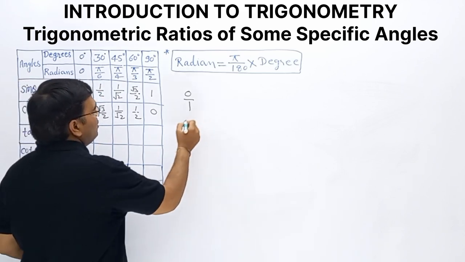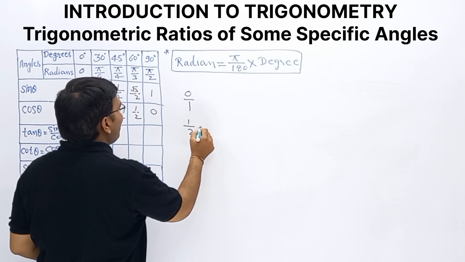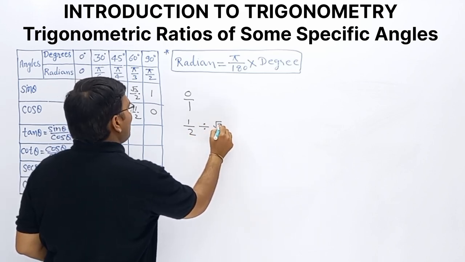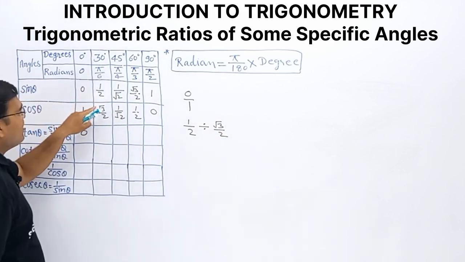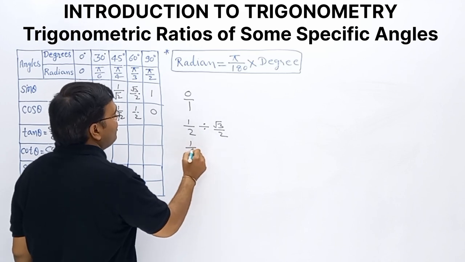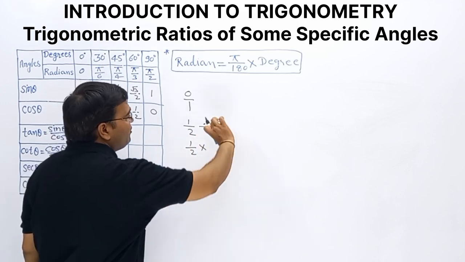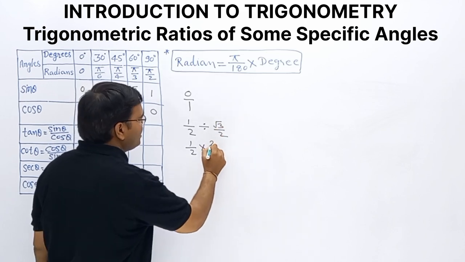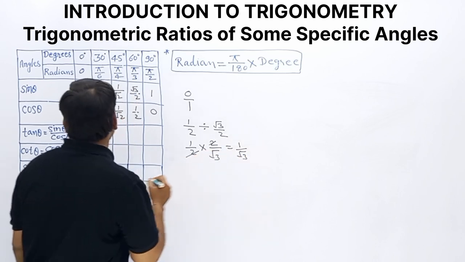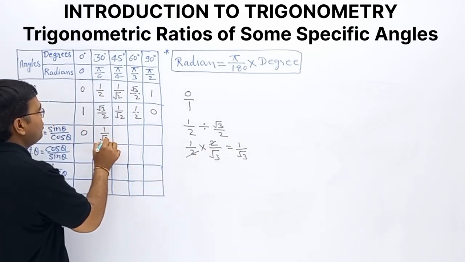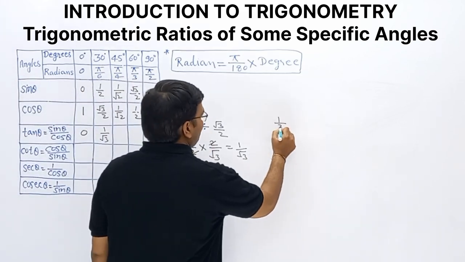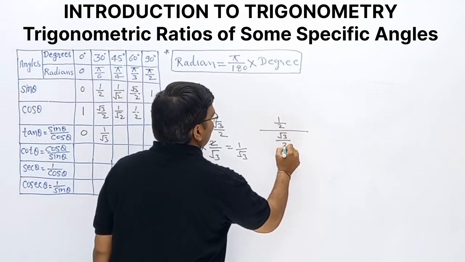Divide this one. 1 upon 2 divided of what? Square root of 3 by 2. We are doing 1 by 2 divided by this one. So when we divide, we multiply by the reciprocal of this one. So we are getting what? 1 upon this value. So there will be 1 upon square root of 3. Yes or no? You can do like this or you can do like this.